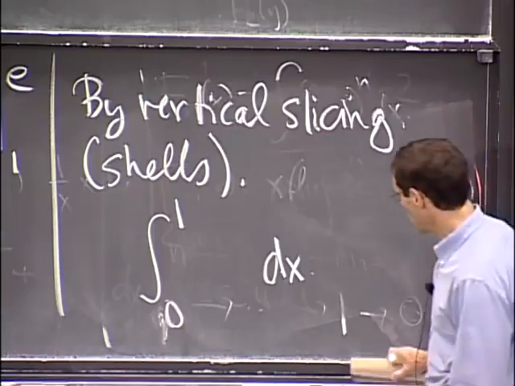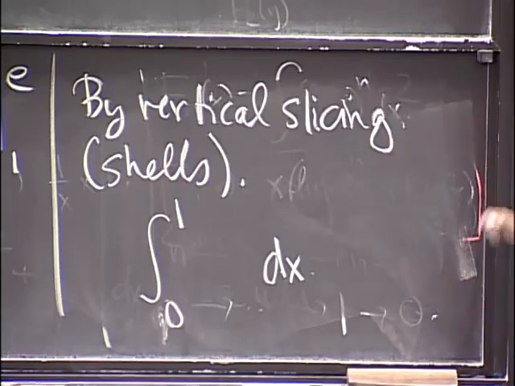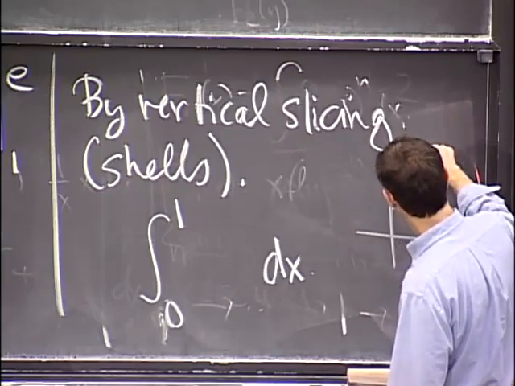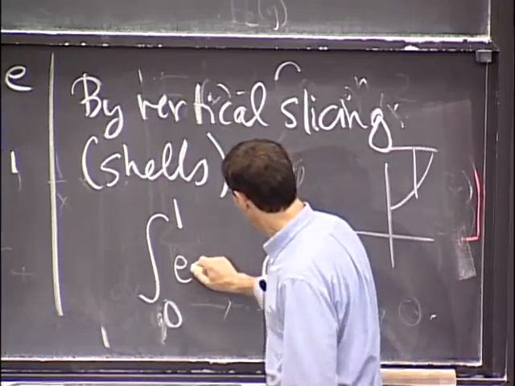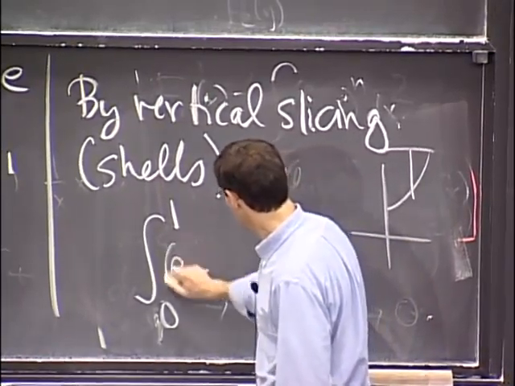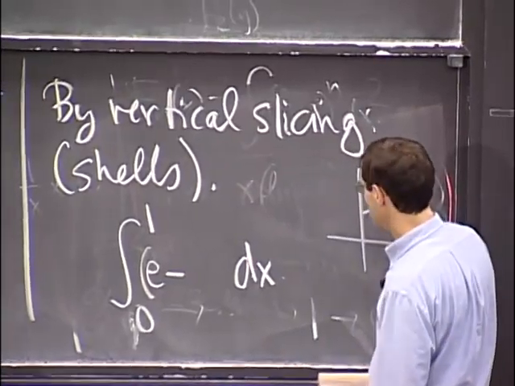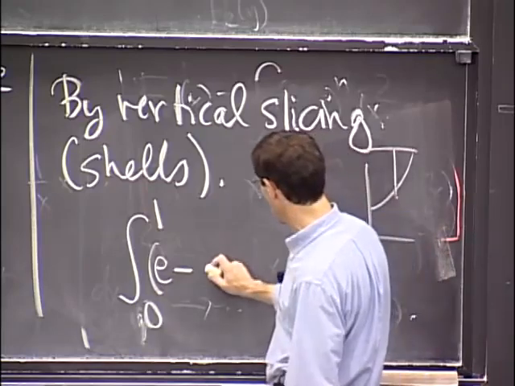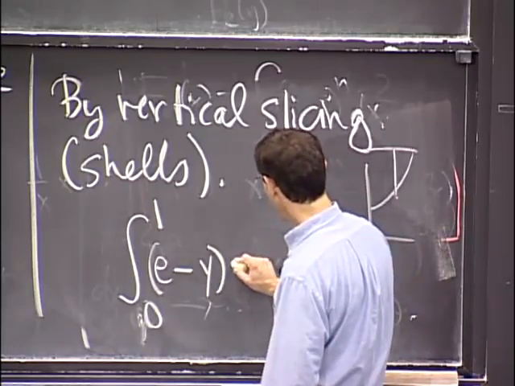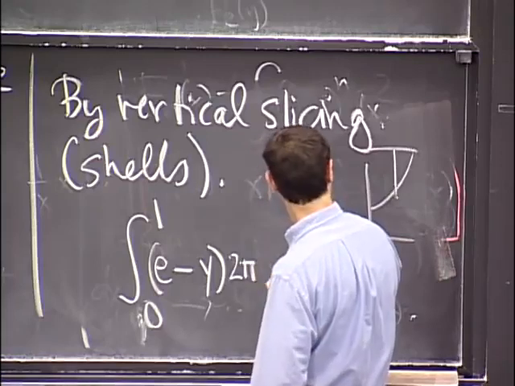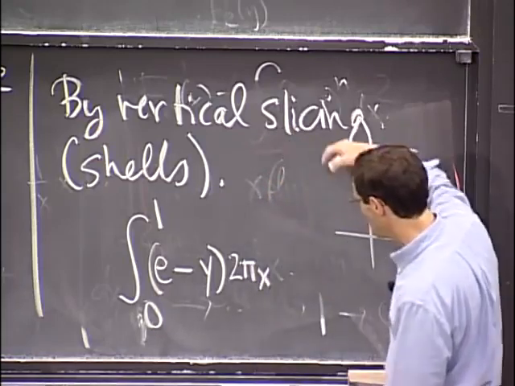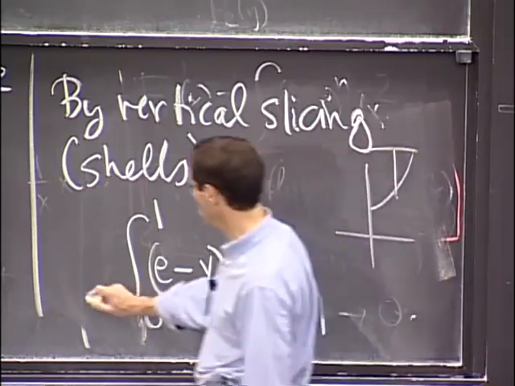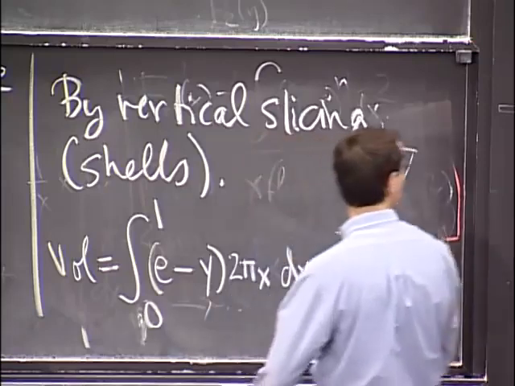And what are the shells? Well, the shells are, if I can draw the picture again, the top value is e, and the bottom value is y, and then we have 2 pi x is the circumference as we sweep it around, dx. All right, so here's our new volume expressed in this different way.